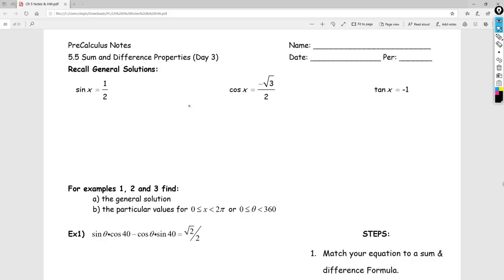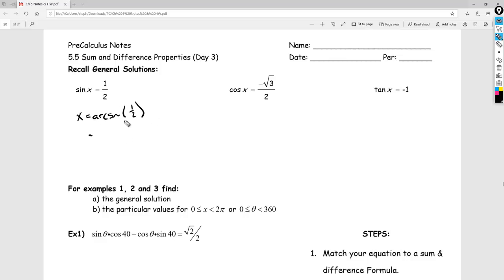Hi everyone, we are finishing sum and difference properties today with general solutions in solving equations. So if you recall, when you're solving a trigonometric equation, there's not just going to be one solution unless you have a domain restriction. So there's not just one instance where sine of x equals 1/2. When you apply arcsine, there's going to be an infinite number of correct solutions, right?